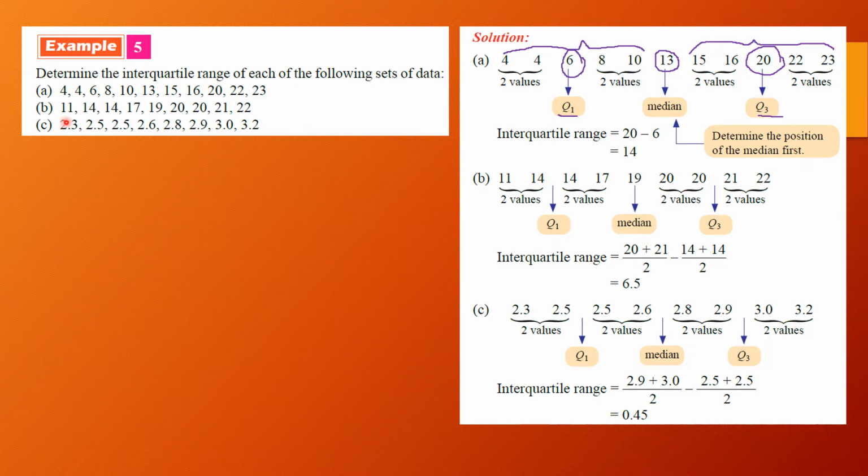So for part B, the given values are 11, 14, 14, 17, 19, 20, 20, 21, 22. So total data is 9. So the median, the center of the data, is 19. Before 19, you have 4 values. That means the center part here is 14 and 14. So to find the first quartile, it is 14 plus 14 divided by 2. That means you get 14.